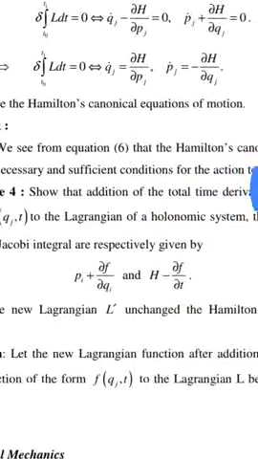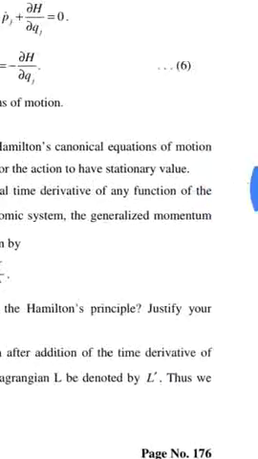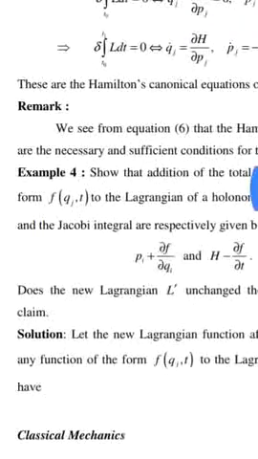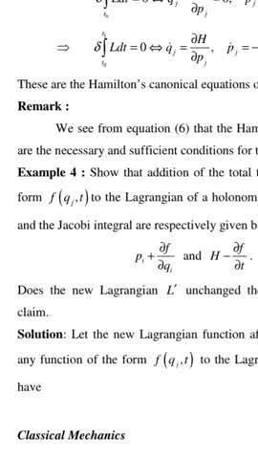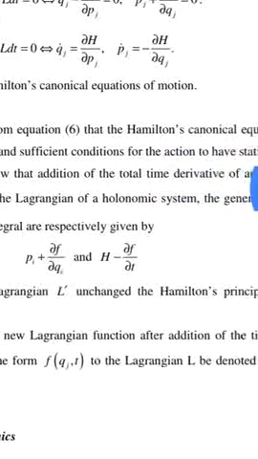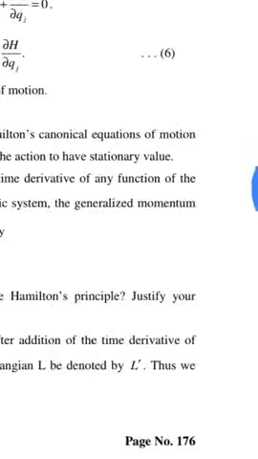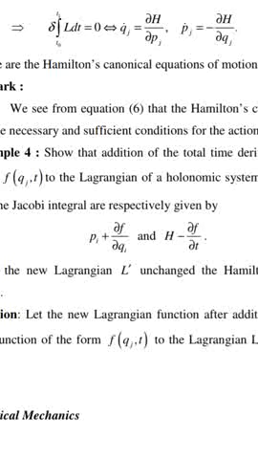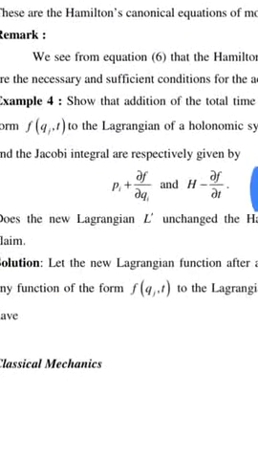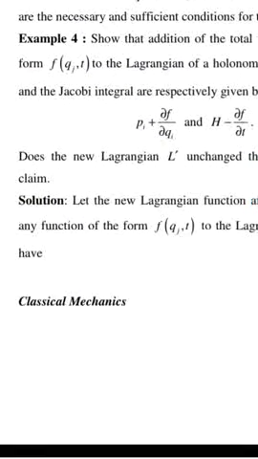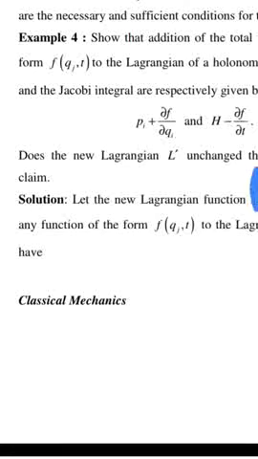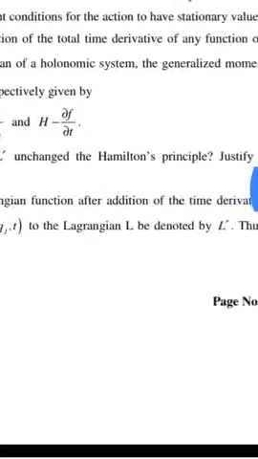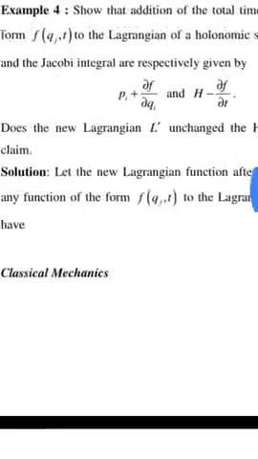Show that addition of the total time derivative of any function of the form f of qj, t to the Lagrangian of a holonomic system, the generalized momentum and the Jacobian integral are respectively given by pj plus dou f by dou qj and h minus dou f by dou t. Does the new Lagrangian L dash leave Hamilton's principle unchanged? Justify your claim.